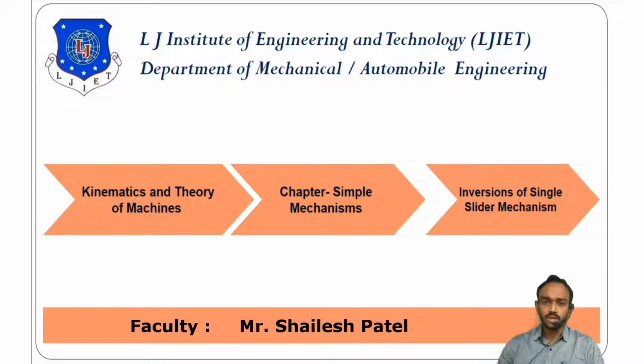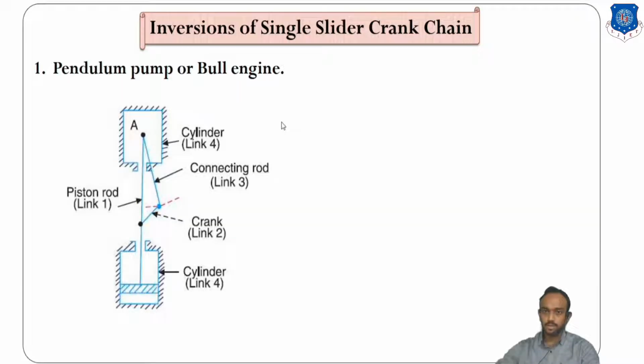The topic we will cover in this lecture is inversion of single slider mechanisms. There are five inversions of the single slider, and we will cover all of them. Let's start with the inversions of the single slider crank chain, and among them the first is the pendulum pump, also known as a bull engine.